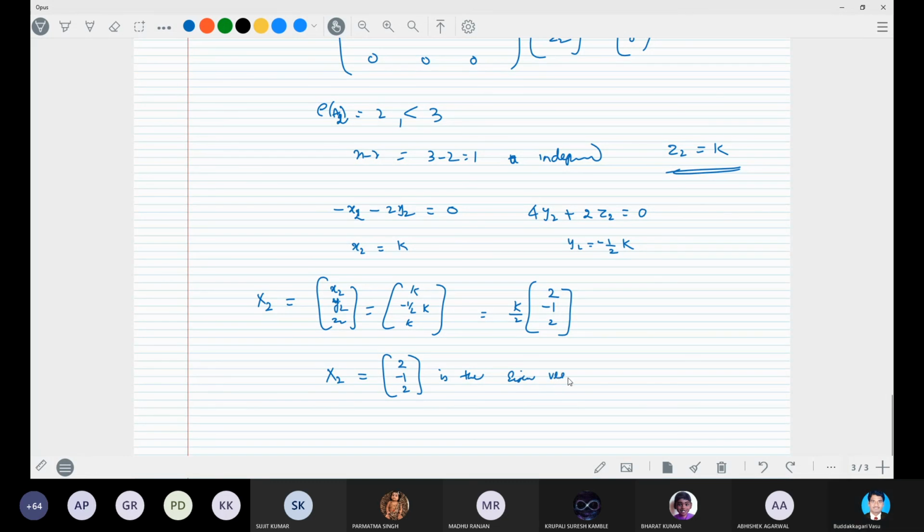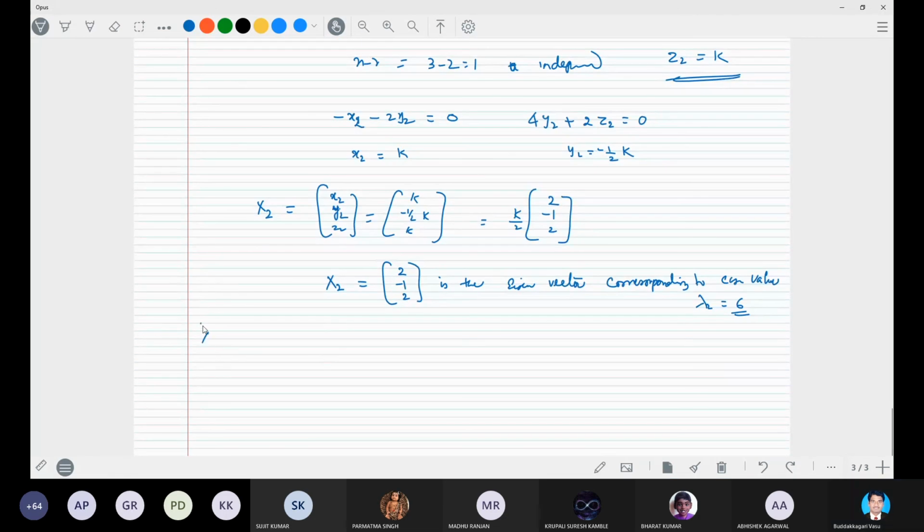So hence you take the corresponding eigenvector x2 is equal to 2 minus 1 2, which is the eigenvector corresponding to eigenvalue lambda 2 is equal to 6. In the same way you can find for lambda 3 is equal to 9, the corresponding eigenvector x3 is equal to 1 2 2. We just show this one. Okay, can you find it out?